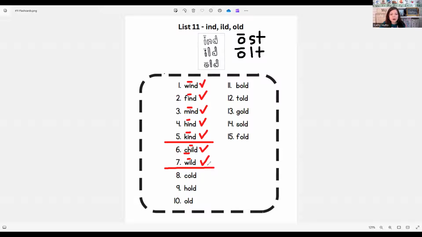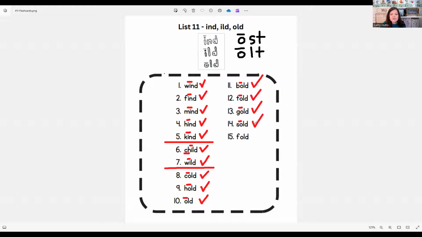Now for the next few, we're going to use the OLD. Old, cold. Old, hold. Number 10, old, old. 11, b, old, bold. 12, t, old, told. 13, g, old, gold. 14, s, old, sold.